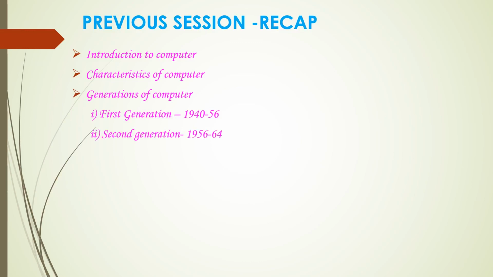In the second generation computer, the period is 8 years, isn't it? In the first generation, the period is 16 years. In the second generation, it's 8 years, 56 to 64. Which component is used in the second generation, students? A transistor. Yes, transistor.